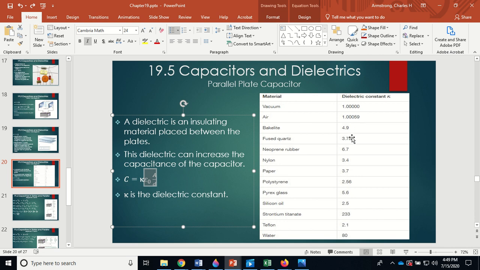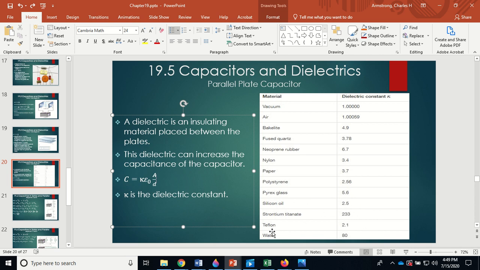But you put some of these other materials in there, like fused quartz, and you would increase the capacitance. It's physically the same capacitor, but instead of air, you slipped this fused quartz between the plates. Its capacitance goes up by 3.78, almost 4 times what it was before. If it was 10 farads before, now it'll be 40 farads just by slipping the stuff in there. Now look at this one right here. It makes it go up 233 times.